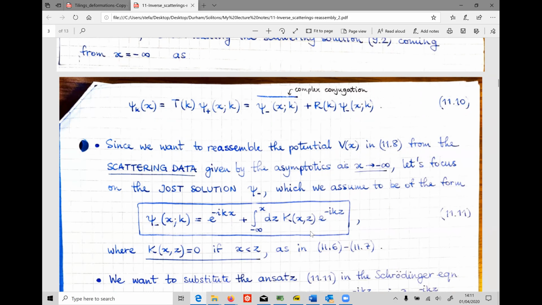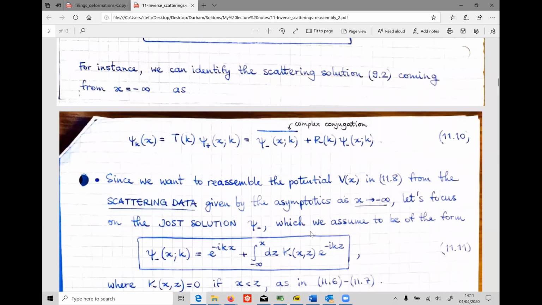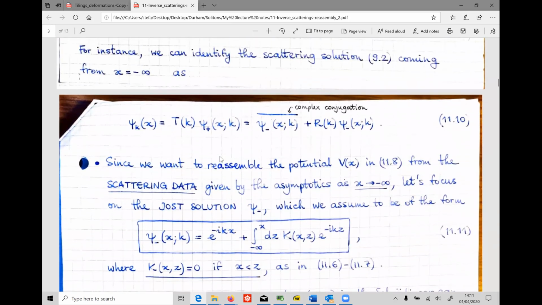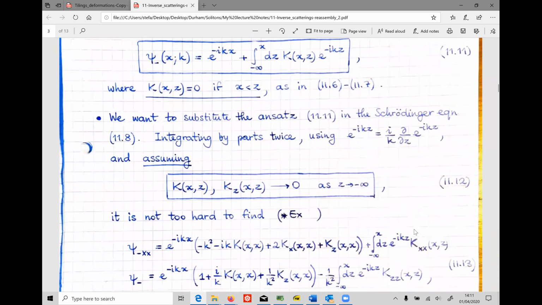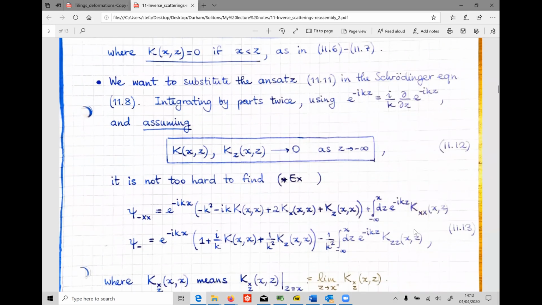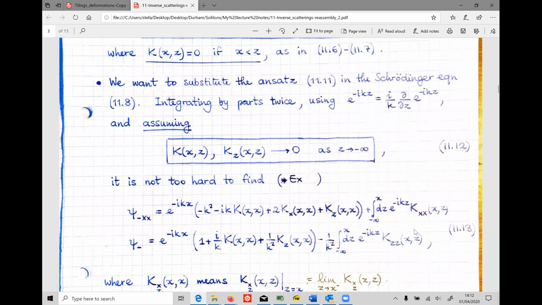Now we want to make sure that expression 11.11 actually solves the Schrödinger equation with potential V that I wrote in 11.8. So what we'll have to do is plug the integral expression 11.11, which involved the integral kernel K, into the Schrödinger equation. And one can simplify the result by doing some manipulations, in particular integration by parts. I will not really go through the details here. You can either trust me, or you can check the computations as an exercise.